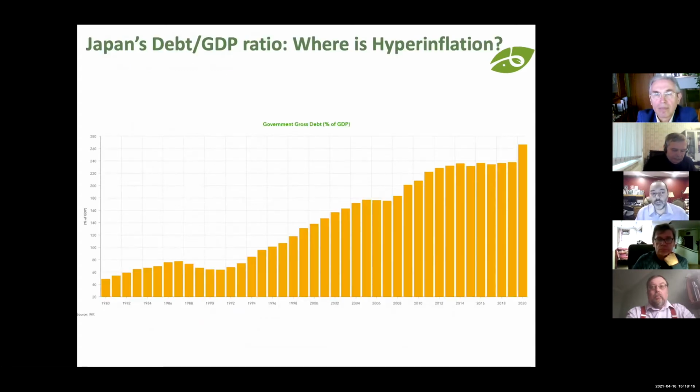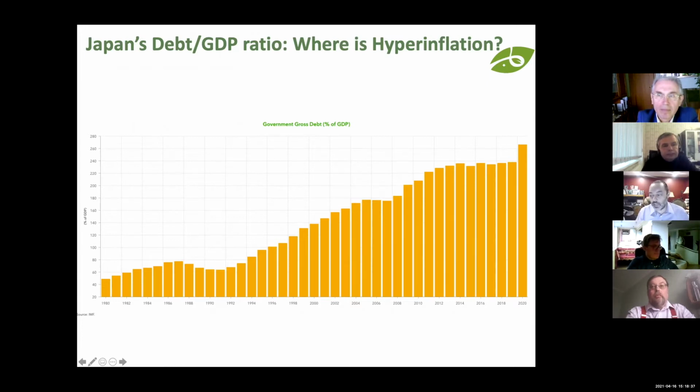Here's an example. Japan has the highest debt to GDP ratio in the world. The last number we have right here is 266%. But the entire debt is denominated in Japanese yen. But what have markets been predicting for the last several decades? When we reach this peak, they say Japan is going to default.